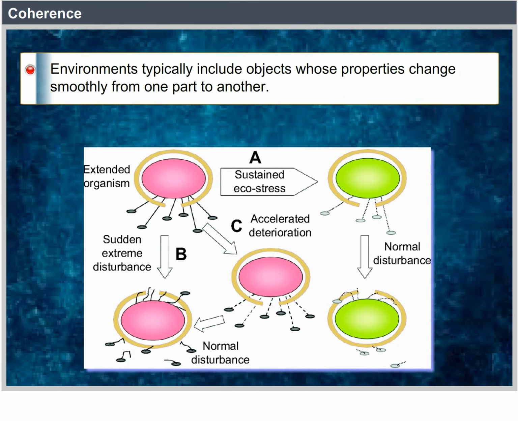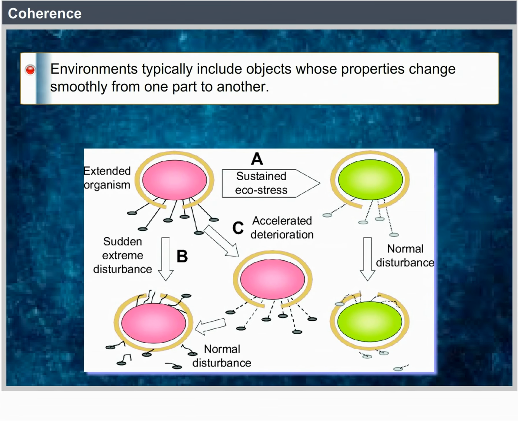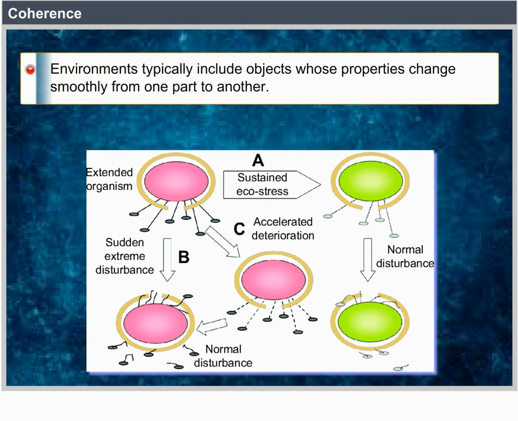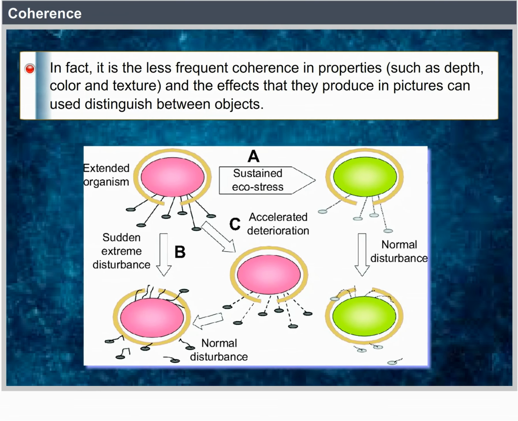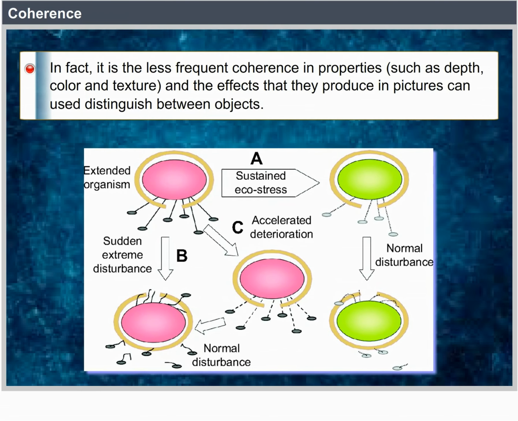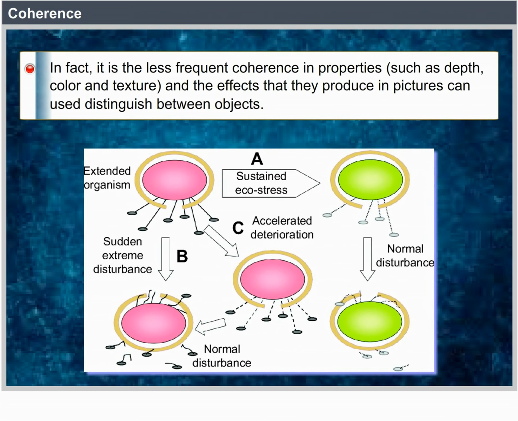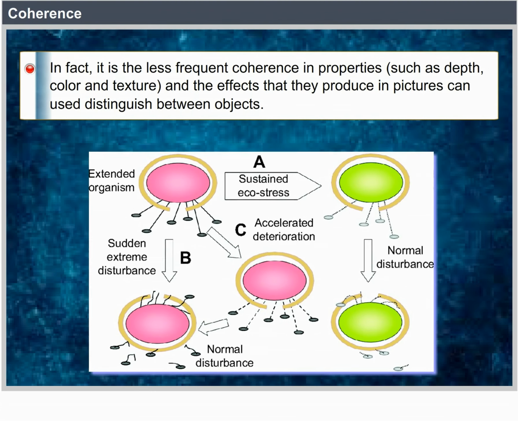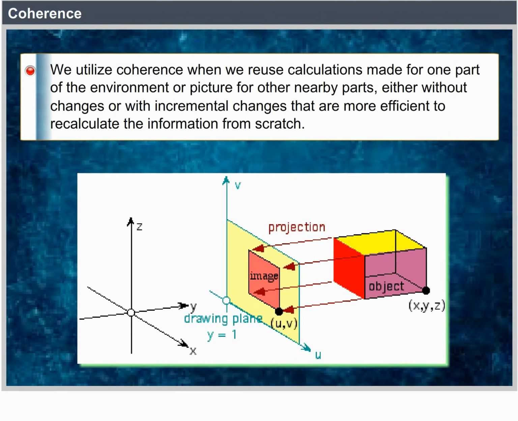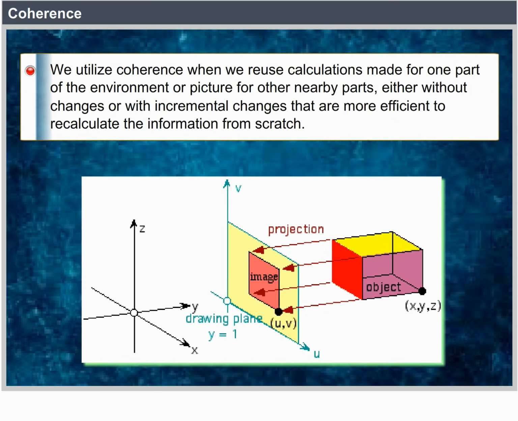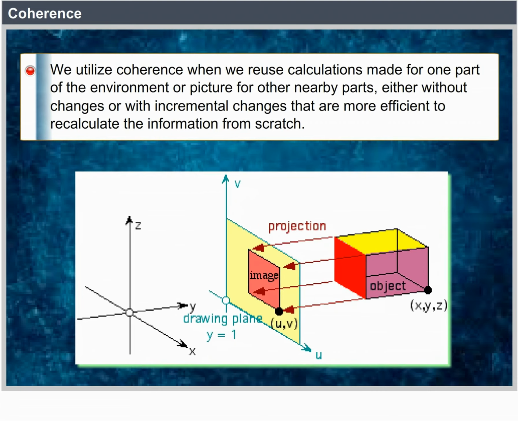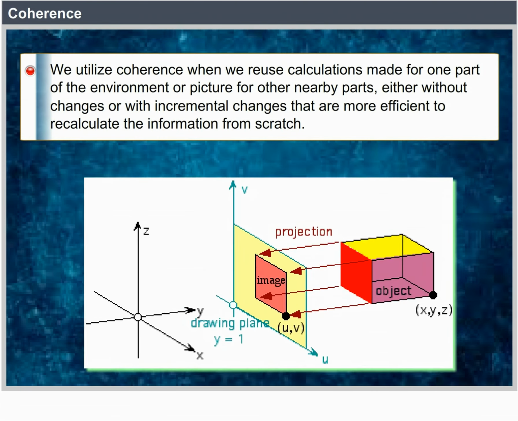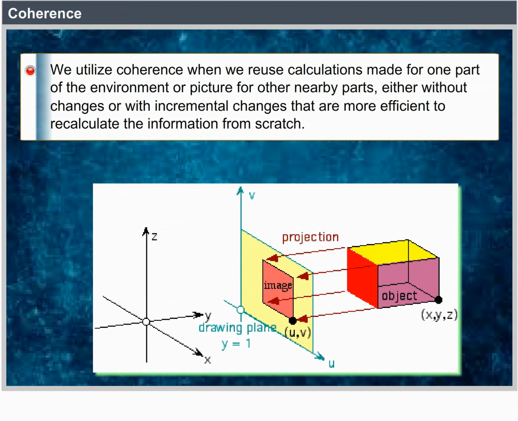Environments typically contain objects whose properties vary smoothly from one part to another. In fact, it is the less frequent discontinuities in properties, such as depth, color, and texture, and the effects that they produce in pictures that let us distinguish between objects. We exploit coherence when we reuse calculations made for one part of the environment or picture for other nearby parts, either without changes or with incremental changes that are more efficient to make than recalculating the information from scratch.